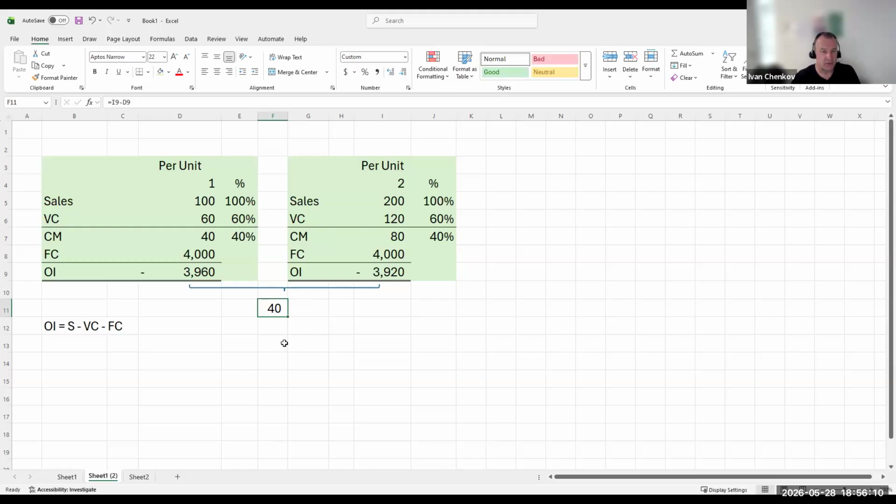Now the question is, why exactly is it $40? Because I'm selling two products. And why? Because the contribution margin per single product is $40. So every additional product that I'm selling, the contribution margin of that product is going to flow to my operating income. Let's see if that actually is true. Let's sell 3 products and see what's going to happen.